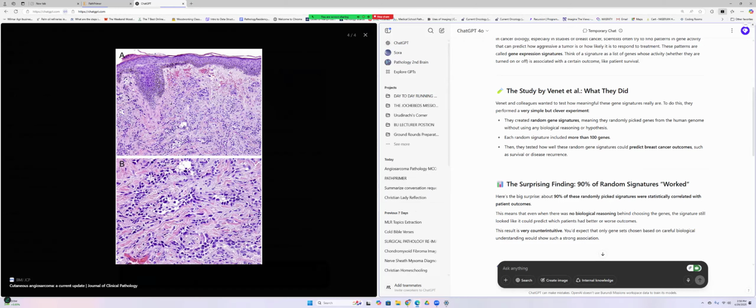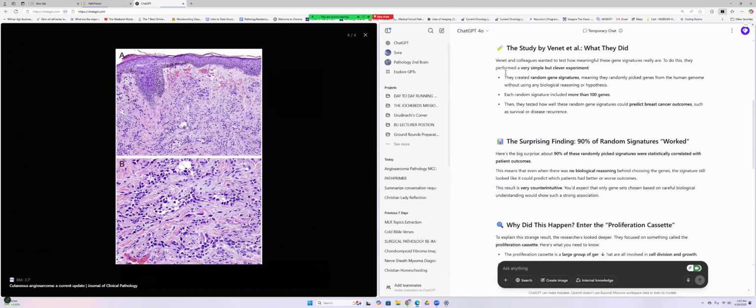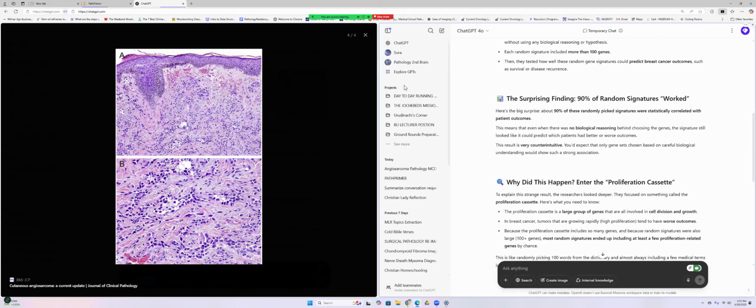So Venet and colleagues wanted to test how meaningful these gene signatures really are. To do this, they performed a very simple but clever experiment. They created random gene signatures, meaning they randomly picked genes from the human genome without using any biological reasoning or hypothesis. Each random signature included more than 100 genes. Then they tested how well these random signatures could predict breast cancer outcomes, such as survival or disease recurrence. The surprising finding: 90% of random signatures worked. Here's the big surprise. About 90% of these randomly picked signatures were statistically correlated with patient outcomes.